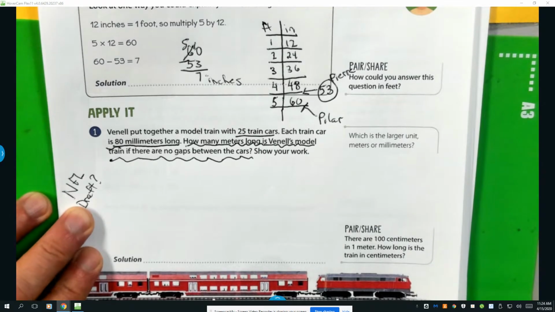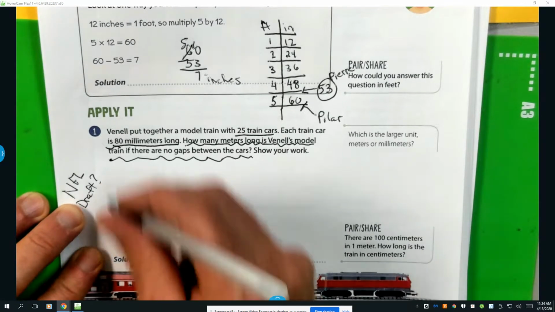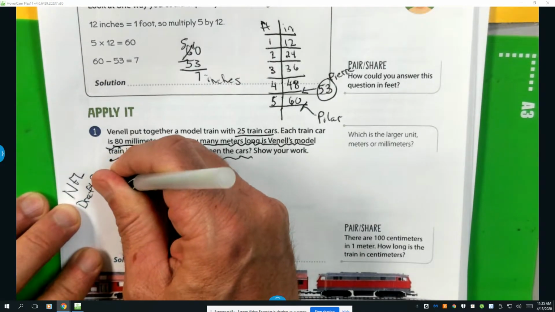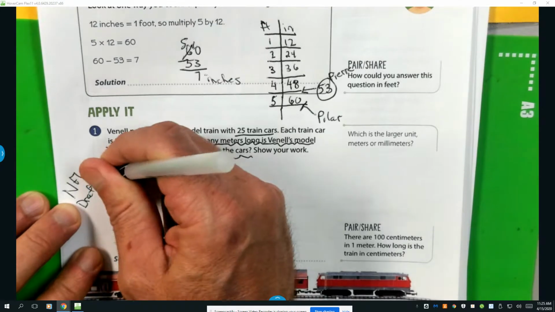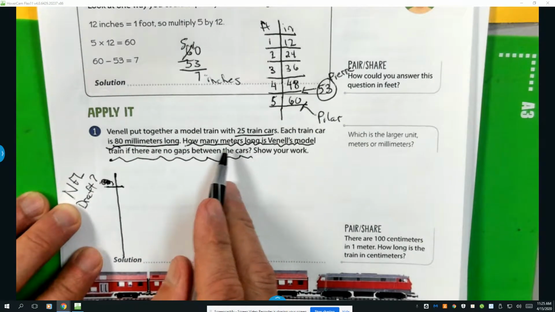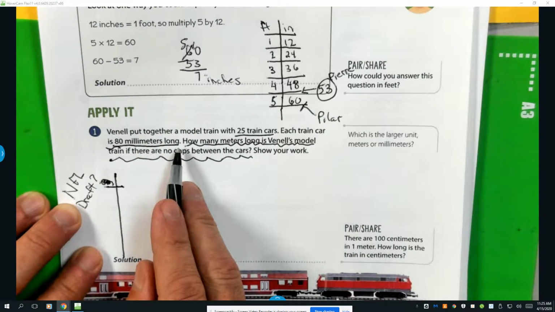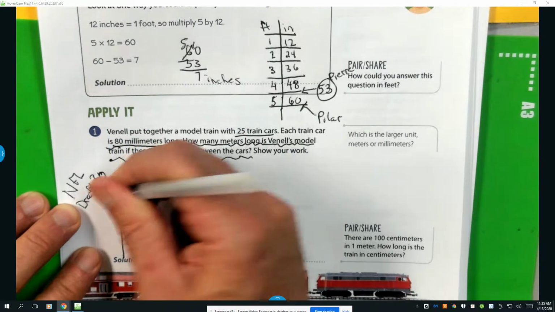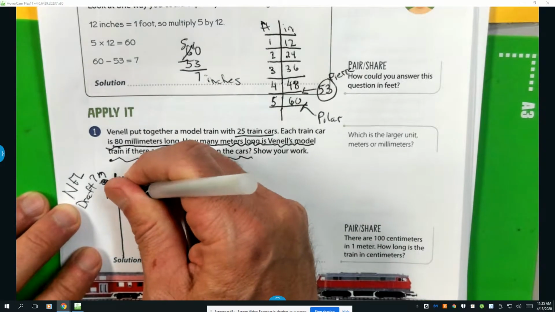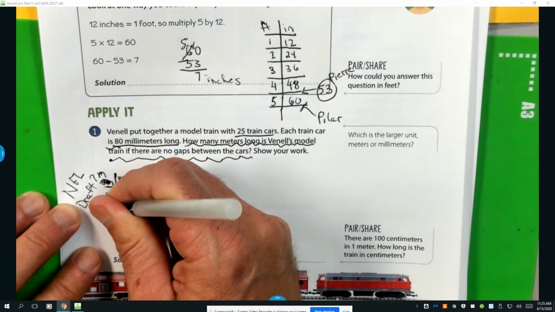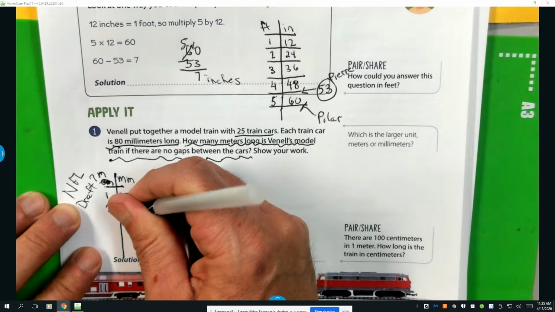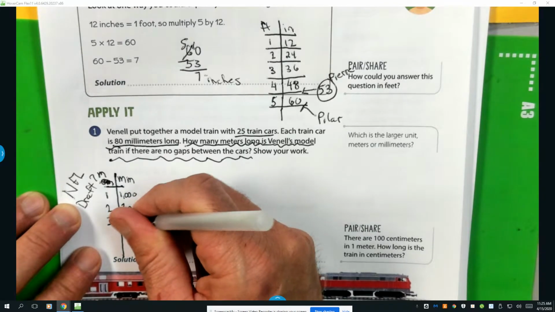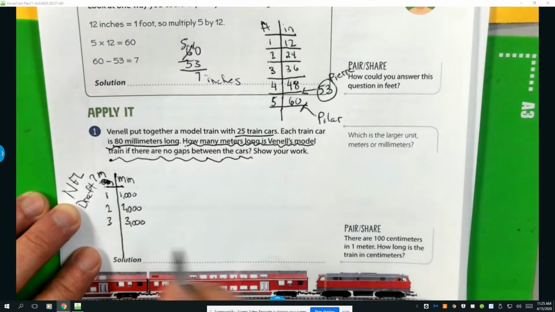All right, so a couple things that you need to know. So we have, first of all, centimeters. We are going to be going from millimeters to meters. So we have meters, millimeters. 1 meter is 1,000 millimeters. 2 meters is 2,000 millimeters. 3 meters is 3,000 millimeters, and so on.